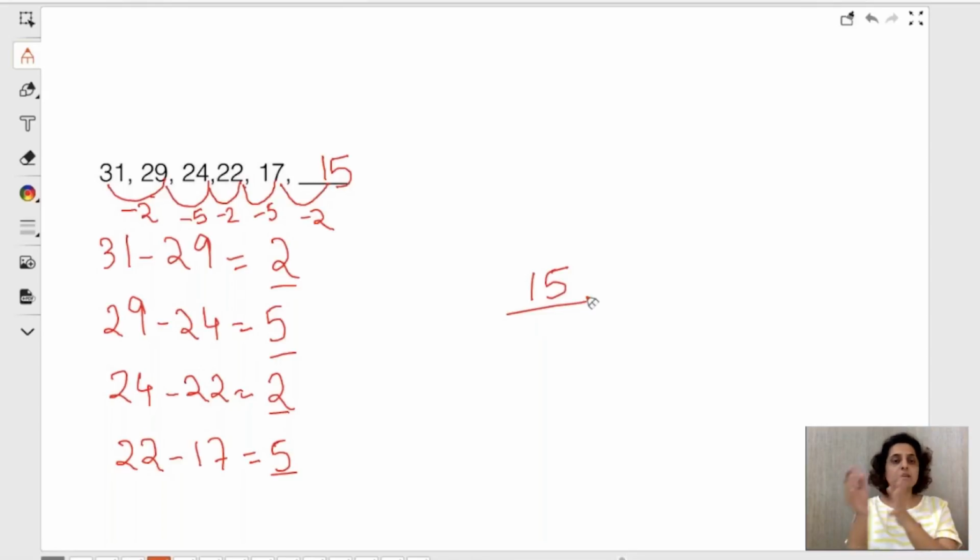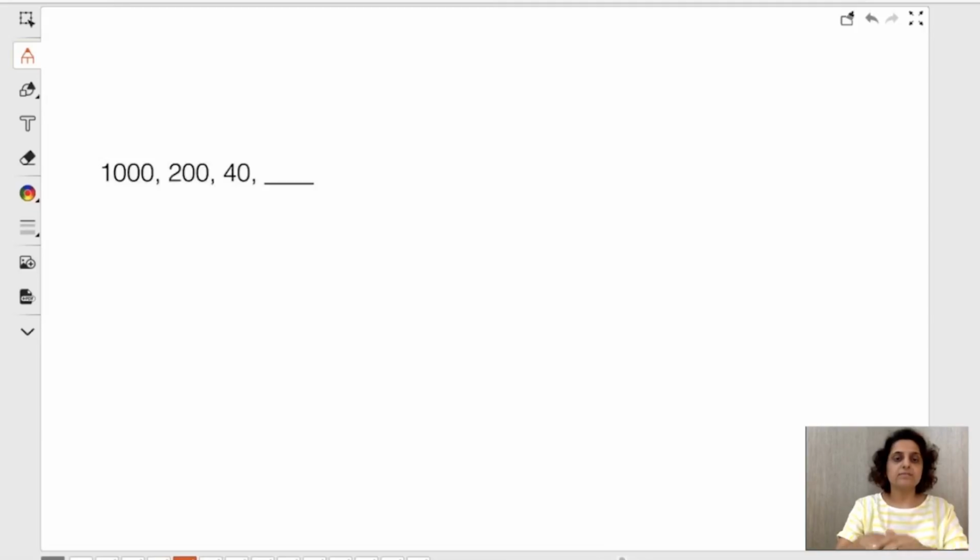So it's an alternating difference between 2 and 5. First a difference of 2, then 5, then 2, then 5. A pretty simple sum. Clear? I think it's clear to all of you. Let's move on to the next one.